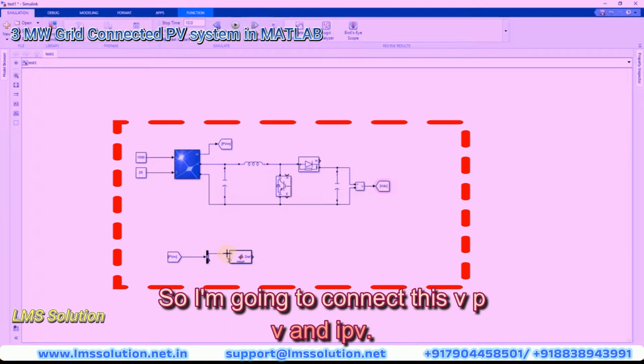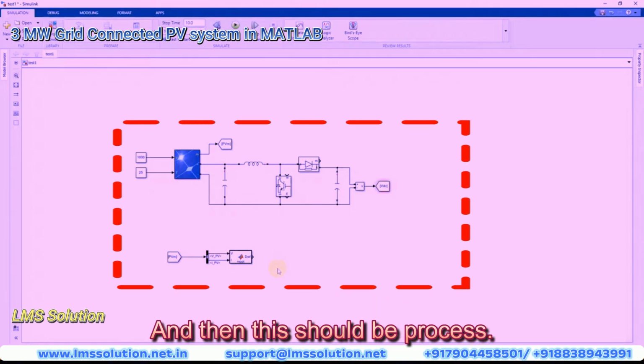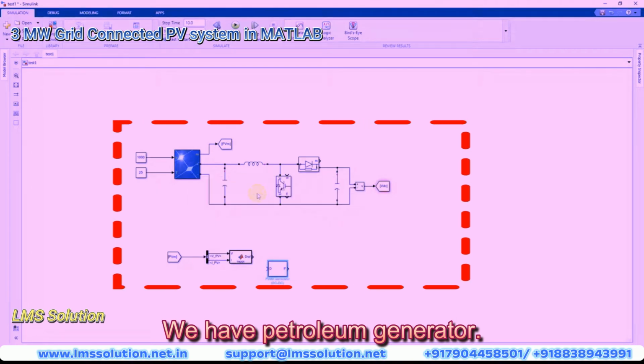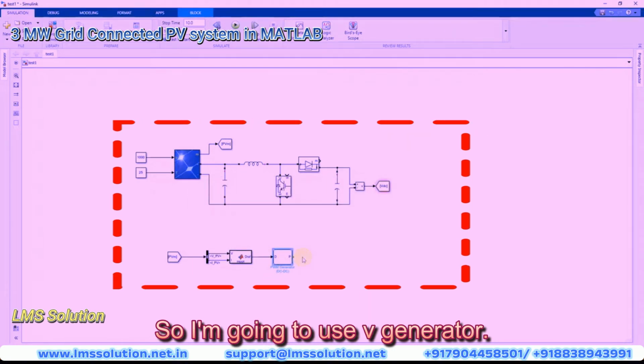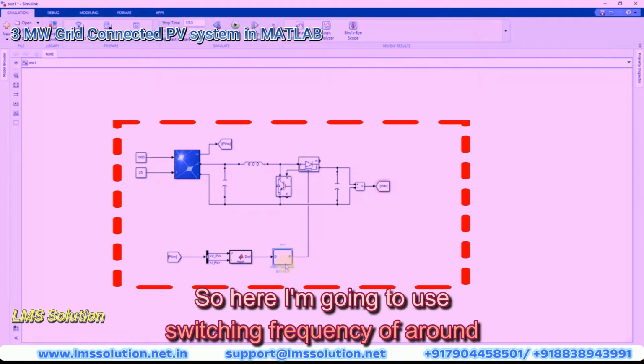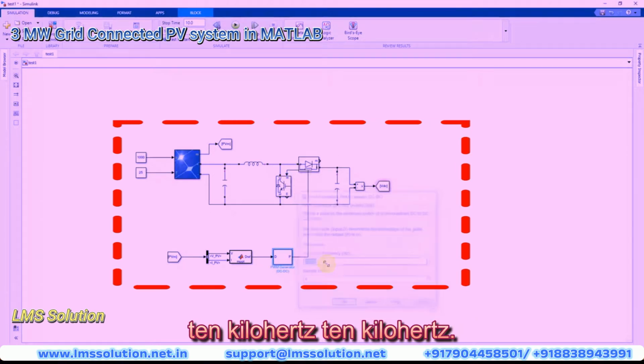So I'm going to connect this VPV and IPV, and then this should be processed via the PWM generator. So I'm going to use a PWM generator, and the output will be given here. Here I'm going to use a switching frequency of around 10 kilohertz.